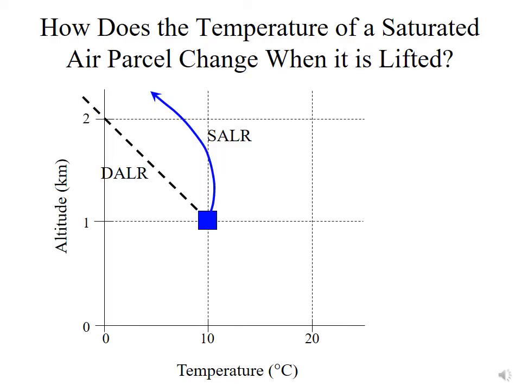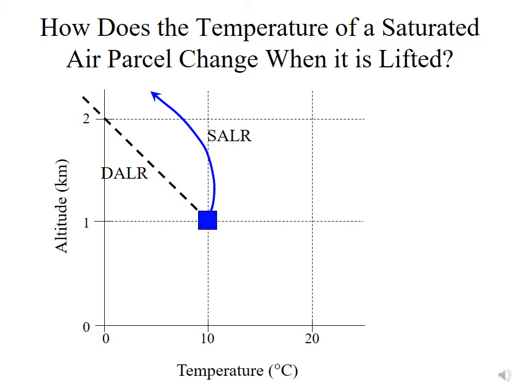So we've already covered how the temperature of an air parcel will change if it is a dry air parcel. It'll follow the dry adiabatic lapse rate. But now, if we are lifting a saturated air parcel, condensation will occur as the air parcel is lifted. And condensation will release latent heat energy to the environment and will warm up the air parcel relative to the dry adiabatic lapse rate.